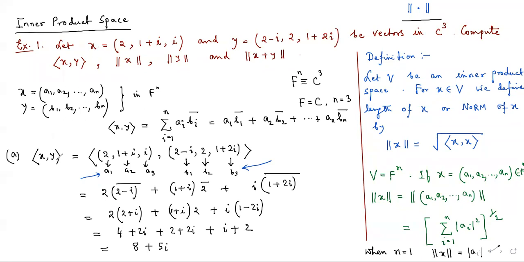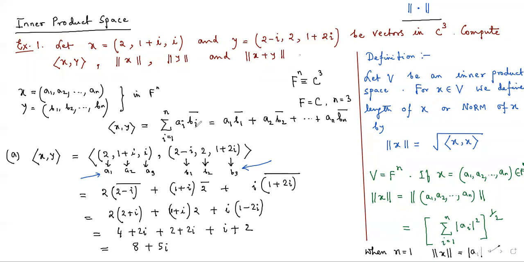Here X and Y are the vectors. We are putting their structures inside the inner product bracket, and the components I'm marking as a1, a2, a3. Here the component a1 is 2, component a2 is 1 plus i, component a3 is i. These components are for the vector X, and here component b1 is 2 minus i, component b2 is 2, and component b3 is 1 plus 2i. These are the vector components for the vector Y.